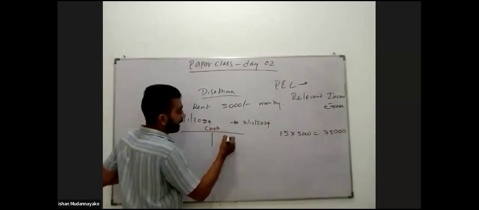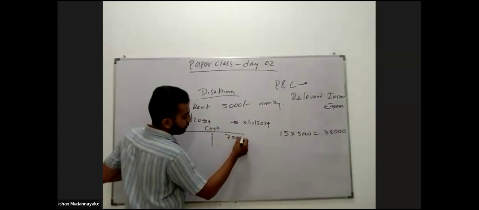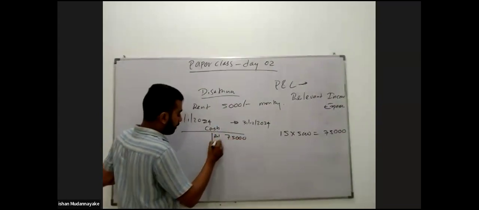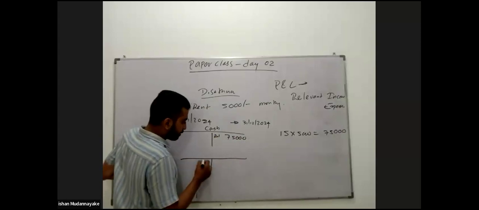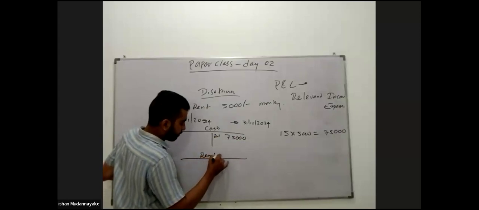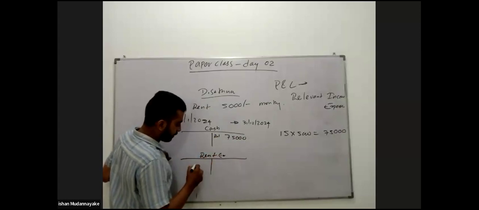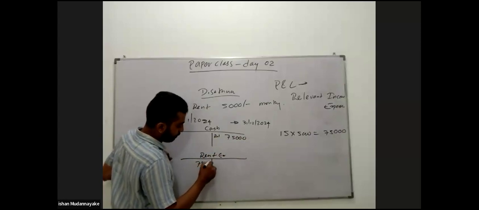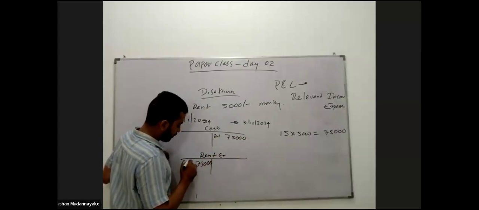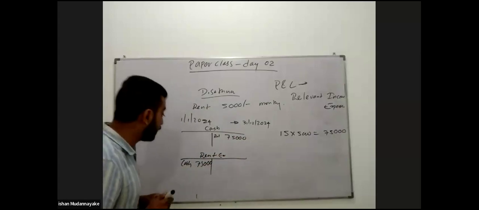Now my cash book credit 75,000. And then, rent expense account debit 75,000. Cash paid amount, cash book credit, rent expense account debit.